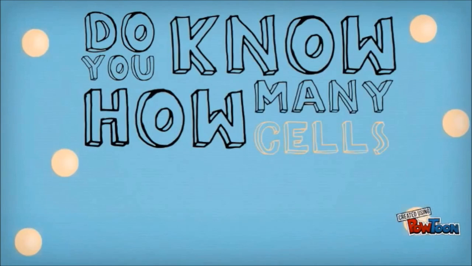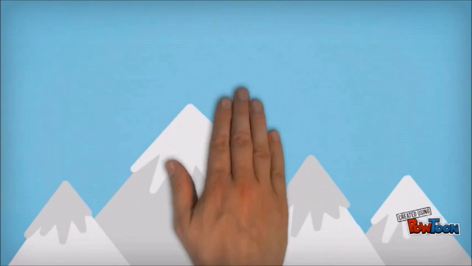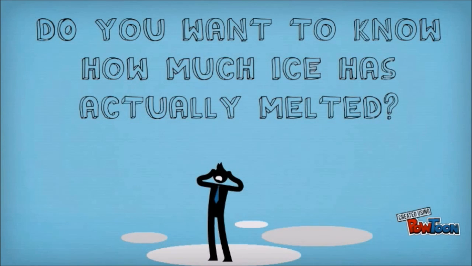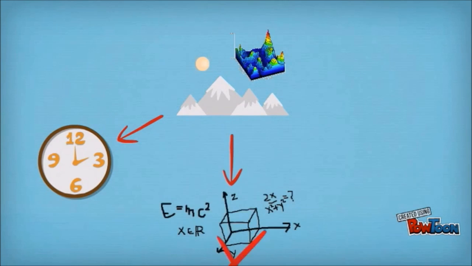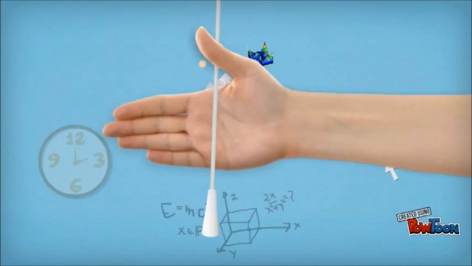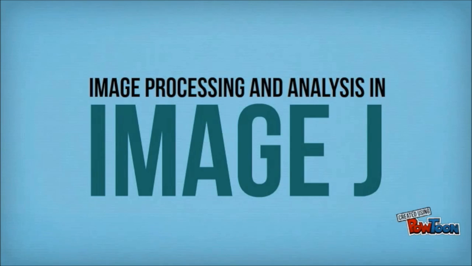Do you know how many cells just crossed your screen? Have you ever wondered how to make these awesome three-dimensional maps? Or do you want to know how much ice has actually melted since global warming has become such a hot topic? And all of this in a matter of minutes without using difficult calibrations but only a few clicks of your mouse? Look no further and welcome to Image Processing and Analysis in ImageJ.